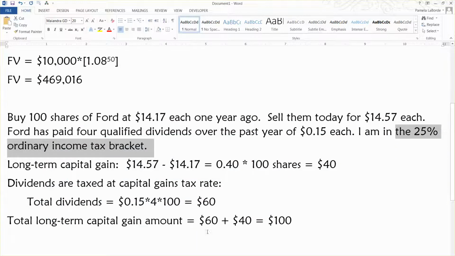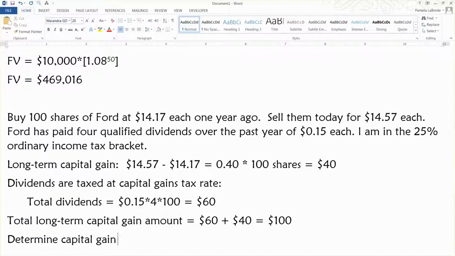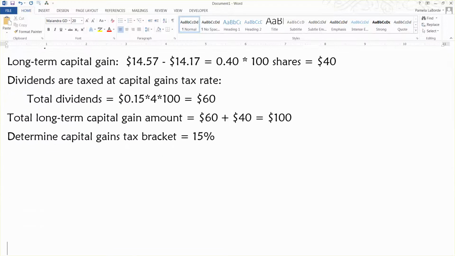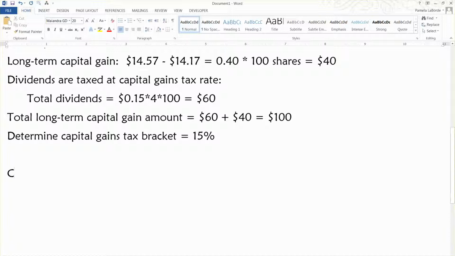So to calculate my taxes, I'm going to put determine capital gains rate or gains tax bracket. And for us, that's 15%. So now I'm going to calculate my taxes on the $100. So it's $100 times 15% or $15. So that's how much I'll owe in taxes on that.